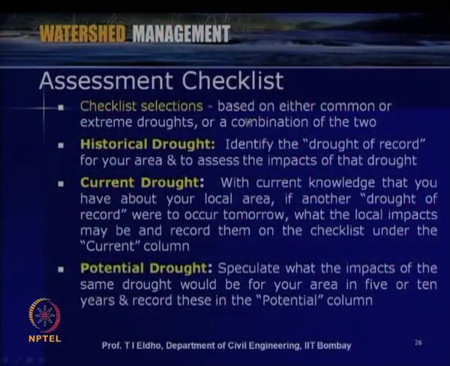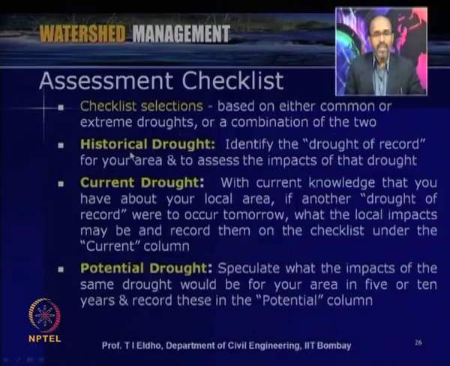When we look into the drought assessments, we can produce various tables in tabular form with various parameters, and then we can come up with a checklist of whether, with respect to various conditions, a historical situation is there, or how the current situation is, or whether there is a potential drought. That way the checklist selection can be based upon either common or extreme droughts or a combination of the two, and then historical droughts that identify the drought of record for the area and to assess the impacts of that drought.